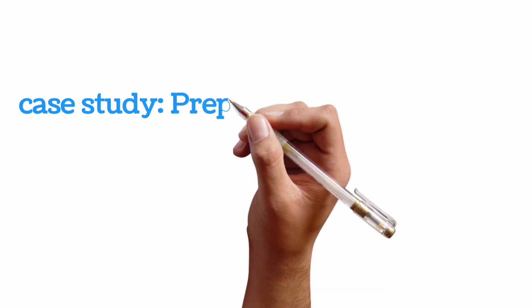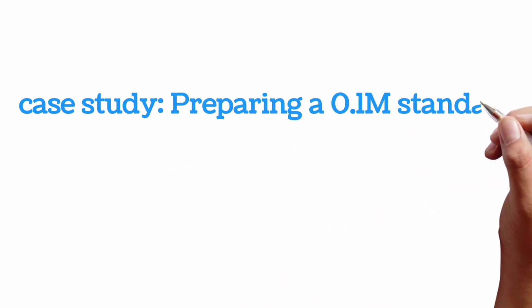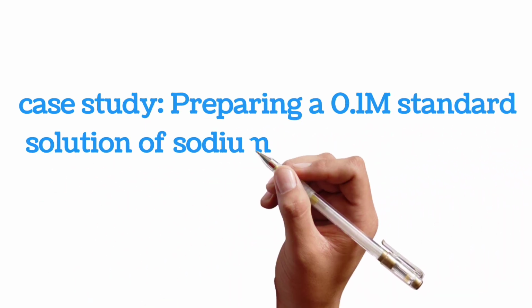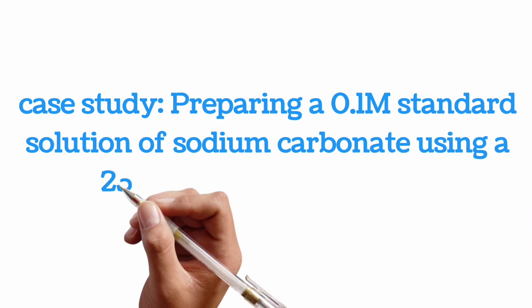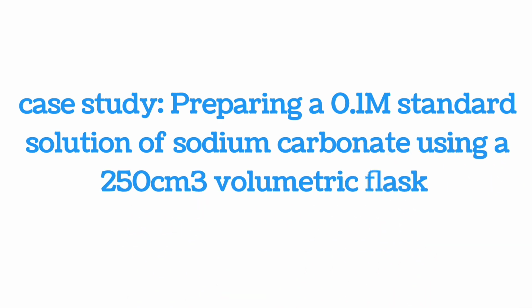Now, let's enter the chemistry kitchen, the laboratory. Imagine you are in the lab and you are asked to prepare a standard solution of 0.1 molar in a 250 cm³ volumetric flask. It's like your mother asking you to prepare 5 cups of rice in a size 3 pot. What are the equipment you will use, and what is the procedure you will follow? Let's dive into that.